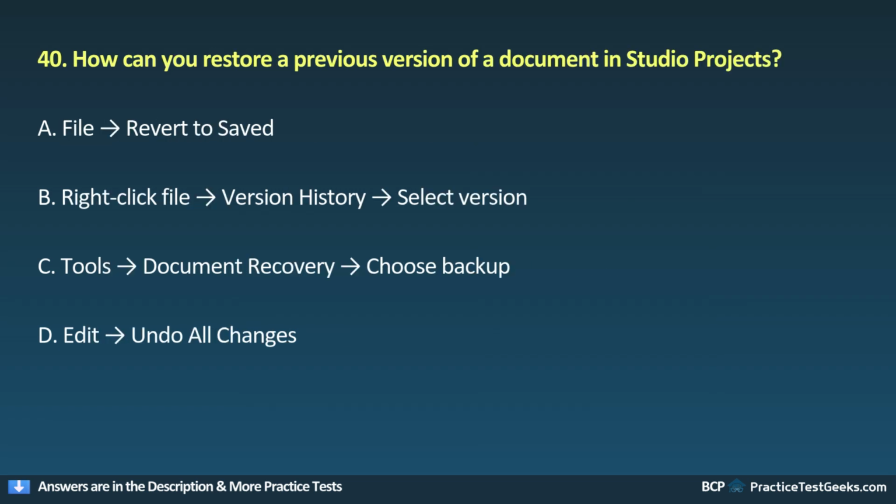40. How can you restore a previous version of a document in studio projects? A. File, revert to saved. B. Right-click File, Version History, select version. C. Tools, Document Recovery, choose Backup. D. Edit, undo all changes.